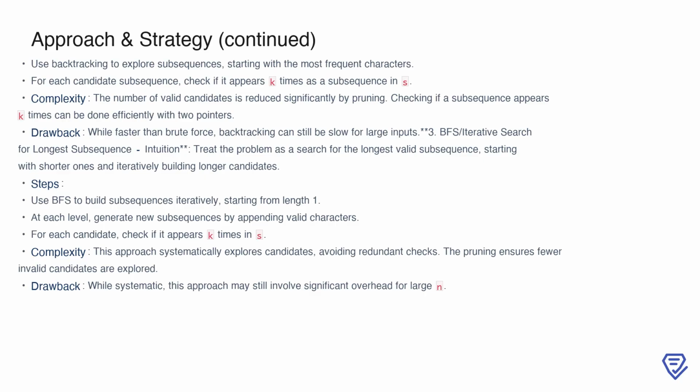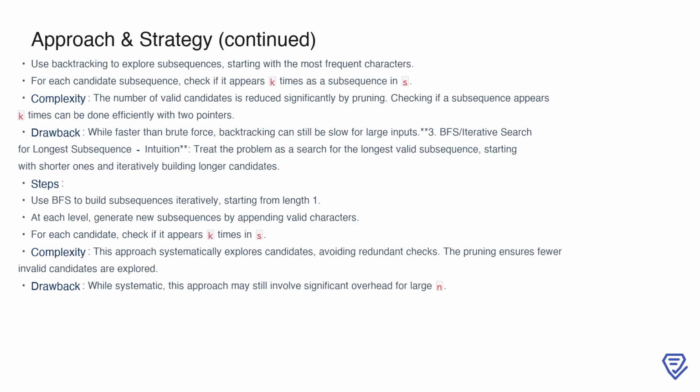Another strategy we explored is breadth-first search, or BFS, where we systematically build longer subsequences from shorter ones. Starting with subsequences of length 1, we iteratively generate new candidates by appending valid characters. At each step, we verify if the candidate appears k times in s.